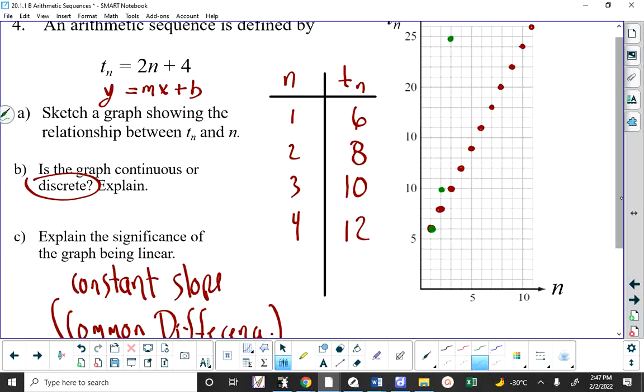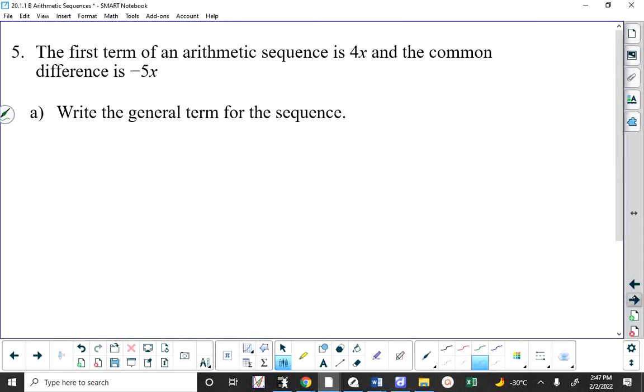Okay. Any questions with that example? All right, now the final example. This is your first foray into something where all of a sudden it's algebraic. We do not have numbers to deal with.